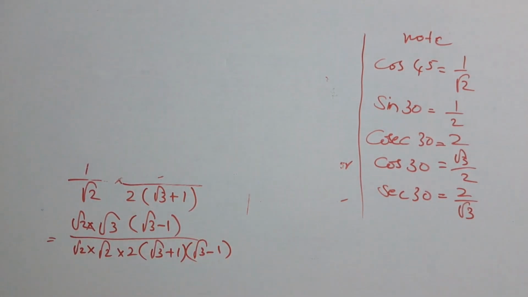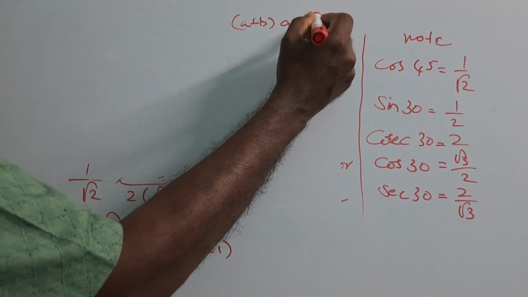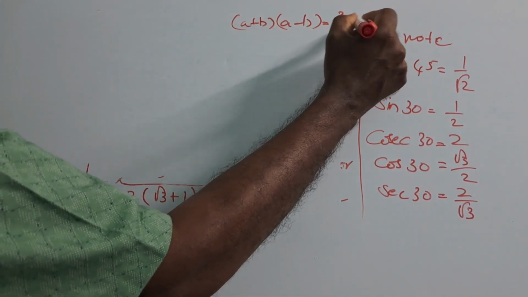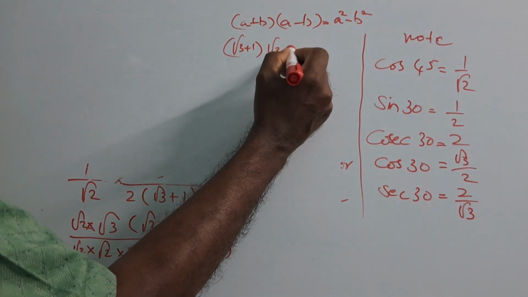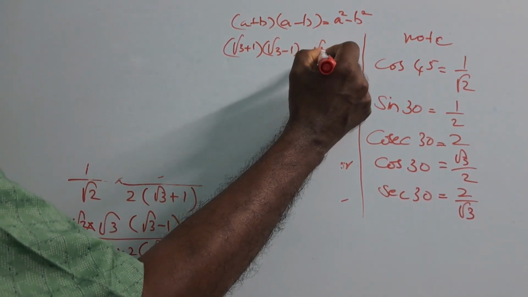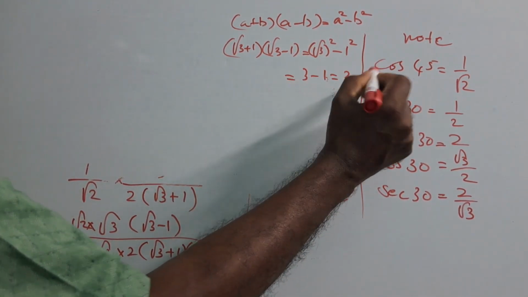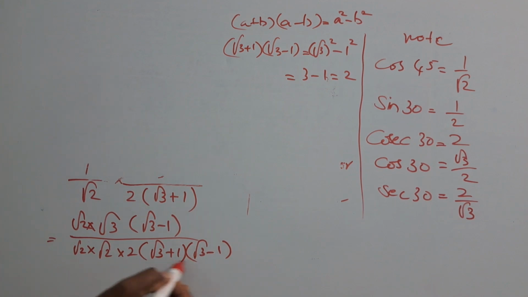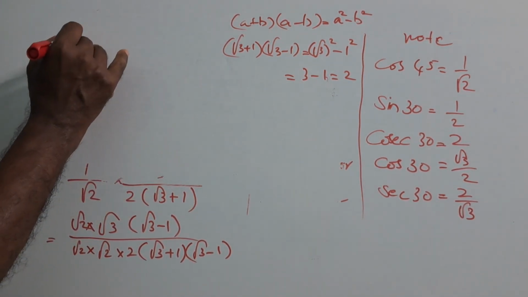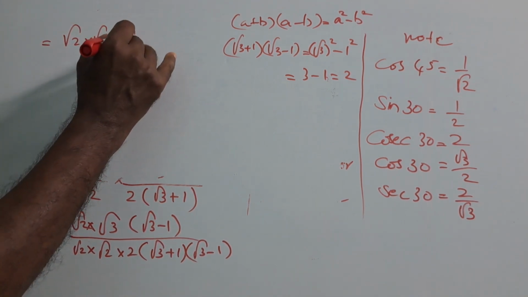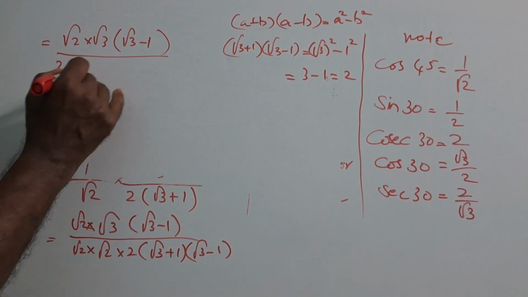Root 3 plus 1 into root 3 minus 1, in the form a plus b into a minus b, equals a square minus b square. Root 3 plus 1 into root 3 minus 1 equals root 3 square minus 1 square, equals 3 minus 1, equals 2. So when you multiply these two, you get 2, equals root 2 into root 3 into root 3 minus 1 divided by root 2 into root 2 into 2.